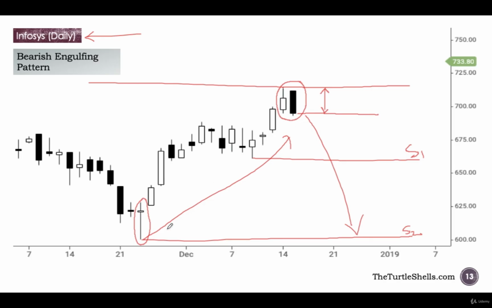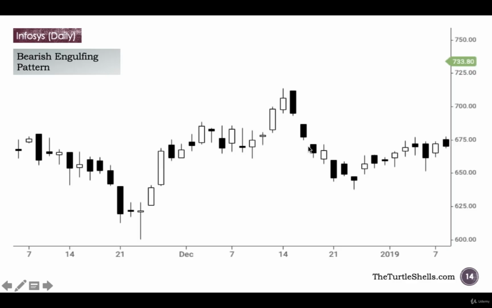But you look at the psychology from here till here, the bulls were happy. And suddenly you see this kind of black candle. Of all of these candles, I think this is the biggest black candle, which is making the bulls nervous. And then the price starts to go down.